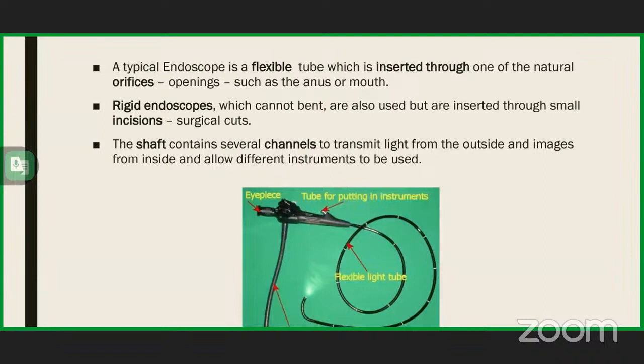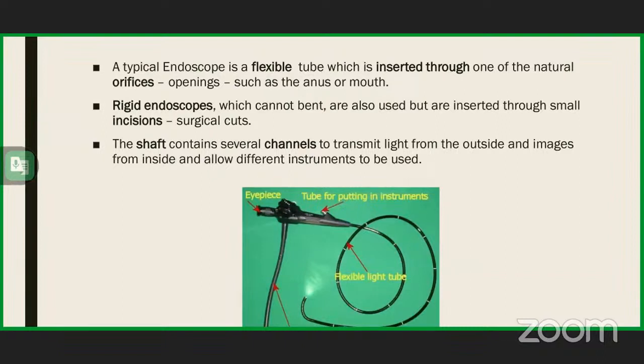A typical endoscope is a flexible tube which is inserted through one of the natural orifice openings such as the anus or mouth. Rigid endoscopes, which cannot bend, are also used but are inserted through small incisions, surgical cuts. The shafts contain several channels to transmit light from the outside and imaging from the inside and allow different instruments to be used. Okay, thank you.